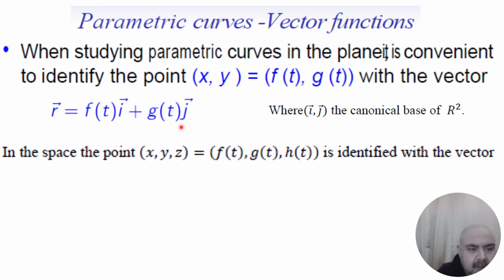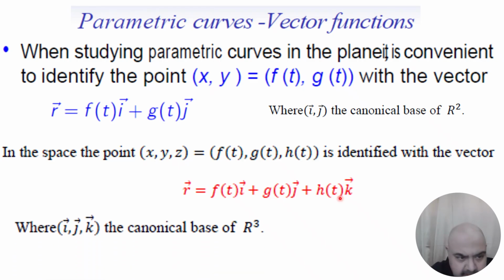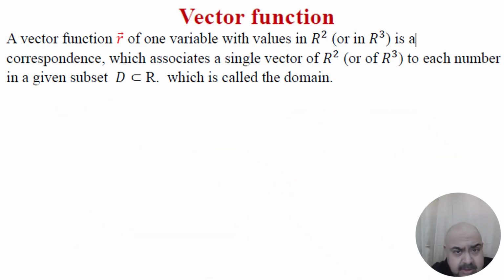So once more, if I am in the space x, y, and z, a similar definition applies. R as a vector valued function in three dimensions is going to be f of t in the direction of i, g of t in the direction of j, and h of t in the direction of k, which stand for the x, y, and z components of this function. Those are the canonical basis of R3, as you can see.